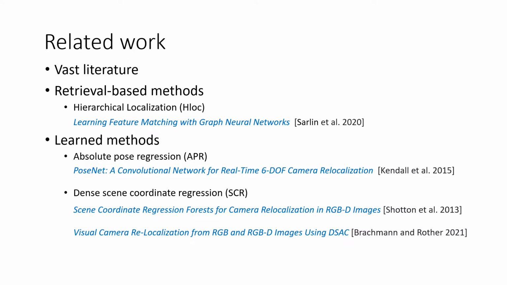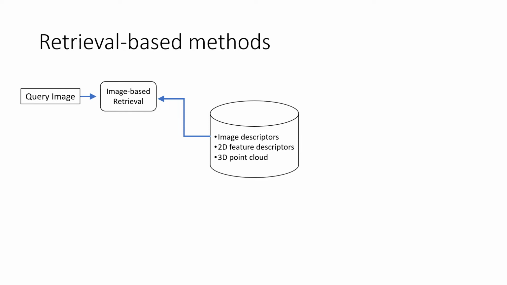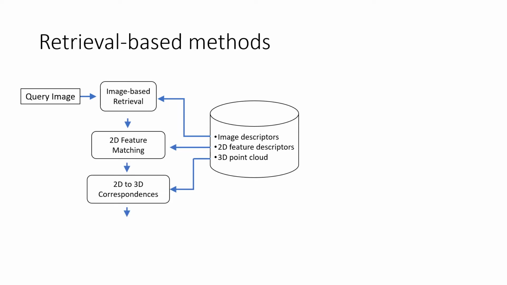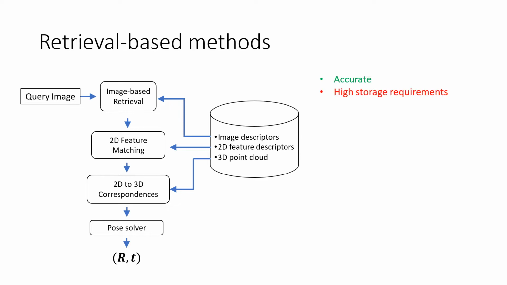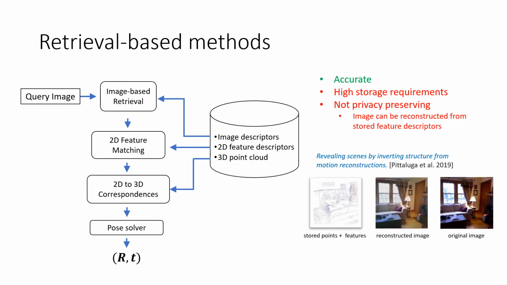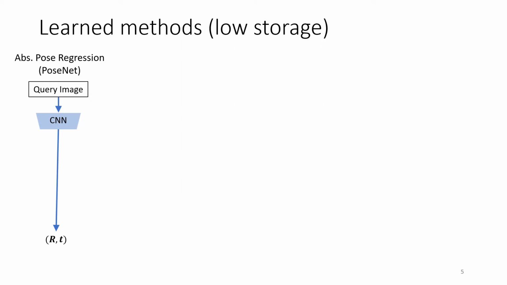scene coordinate regression. Retrieval-based methods take as input a query image and find the top k similar images from the database to perform 2D to 2D feature matching and obtain a set of 2D to 3D correspondences. The camera pose can then be obtained using a pose solver. The retrieval-based method, despite its high accuracy, requires a large amount of 2D feature descriptor storage that can be used to reconstruct images and thus is not privacy preserving. Fortunately, this limitation can be addressed using learned camera localization methods.